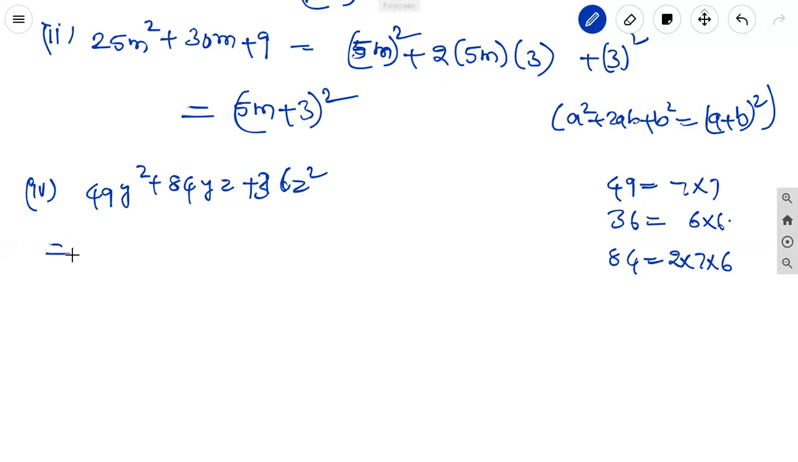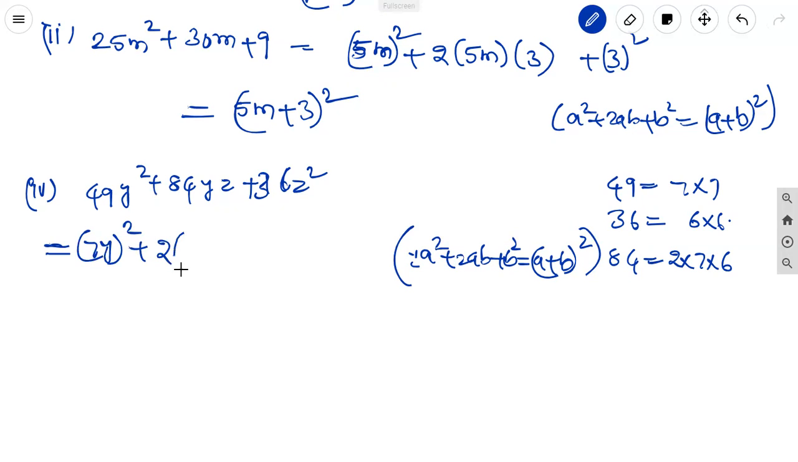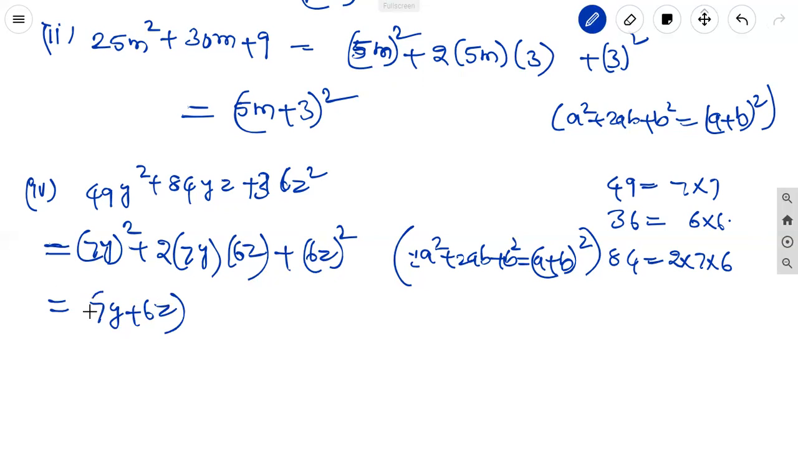So here clearly we can write in the expression of the identity a square plus 2ab plus b square equal to a plus b whole square. So write in that form 7y whole square plus 2 into 7y. 36z square can be written as 6z whole square. Here b is 6z. It is equal to a is 7y, b is 6z, a plus b whole square.